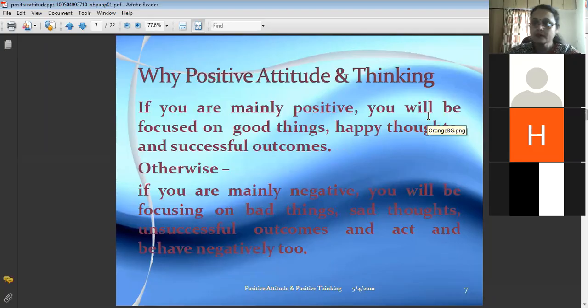Now, if you are mainly positive, you will focus on good things. This is very important. You will focus on good things, happy thoughts, and successful outcomes. See, I have read this somewhere: the loser always looks for the faults in the system, or what the problems are, and the winner always finds how to overcome the situation and find the solution. So the winners always look for the solution, and good things out of it.